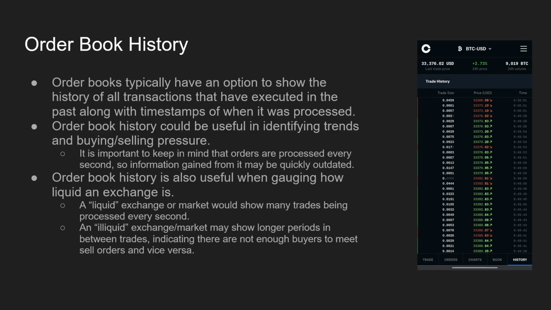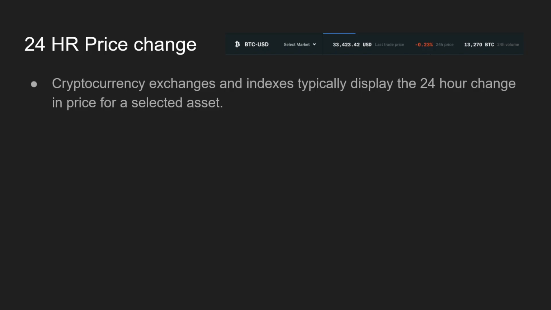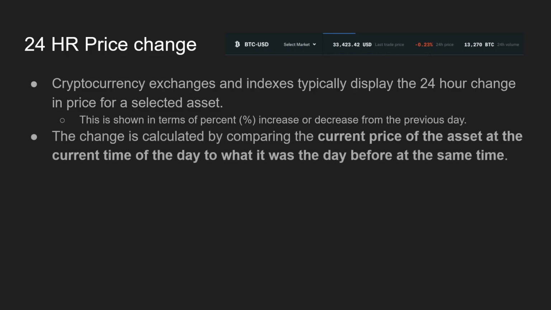Now, another aspect of the crypto exchange is the 24-hour price change. If you're on Coinbase, you'll typically see this at the top. Crypto exchanges and indices typically display the 24-hour change in price for a selected asset. This is shown in terms of percentage increase or decrease from the previous day. The change is calculated by comparing the current price of the asset at the current time of the day to what it was the day before at the same exact time.